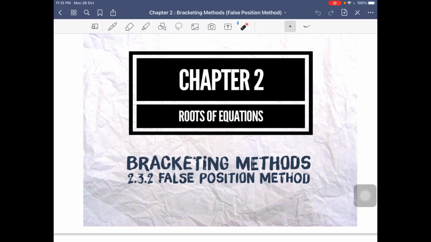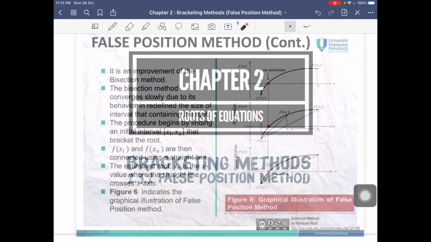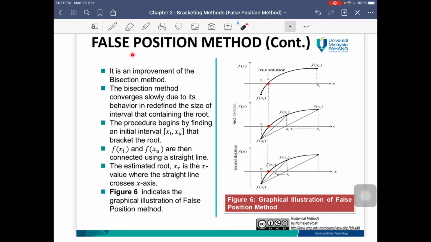So now let's discuss roots of equations, bracketing methods. Now we look at the false position method. The false position method is an improvement of the bisection method.